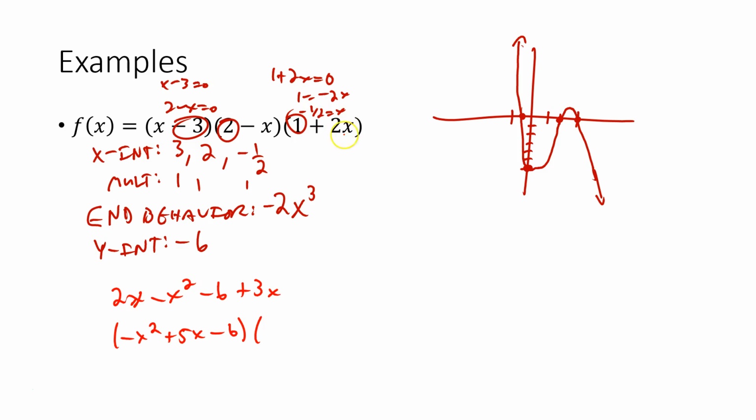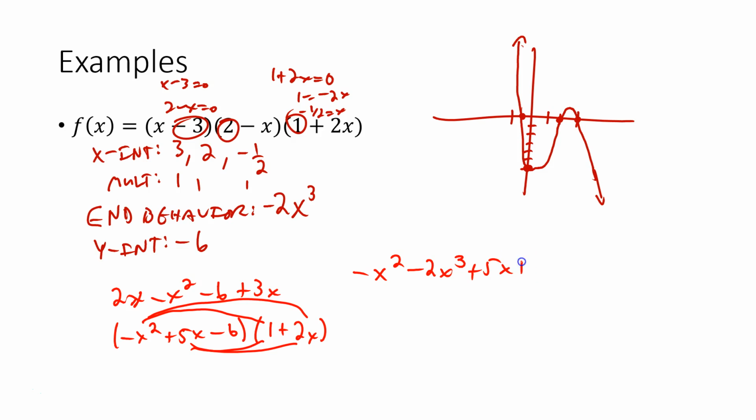That is multiplied by 1 plus 2x. So we can make a box again. I'm actually going to multiply one at a time here just to show that there are multiple ways to do this. Multiply the first terms. That gives us a negative x squared. And then our first and our last terms give me a negative 2x cubed. Then the next terms, 5x times 1 is a positive 5x, and then plus 10x squared. Then we have negative 6 times 1 is minus 6, and negative 6 times 2x is minus 12x.